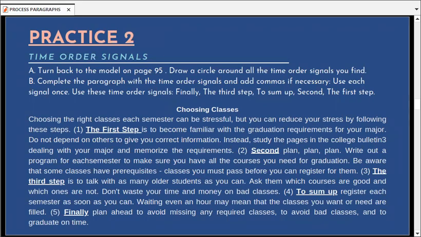4. To sum up, register each semester as soon as you can. Waiting even an hour may mean that the classes you want or need are filled. 5. Finally, plan ahead to avoid missing any required classes, to avoid bad classes, and to graduate on time. Next.